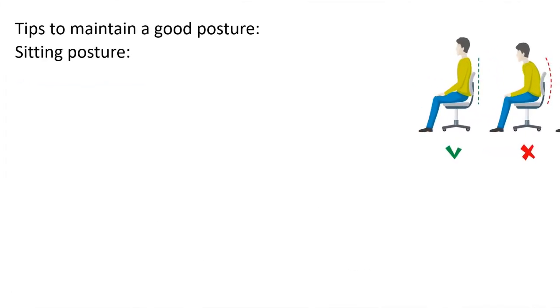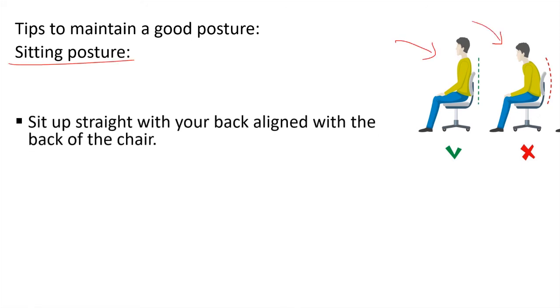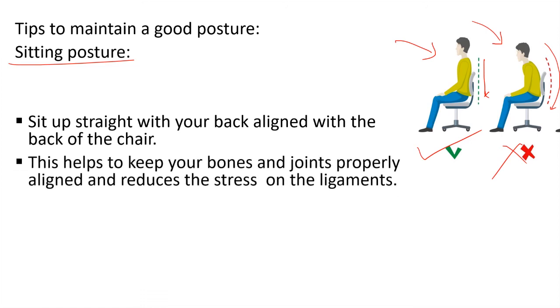Tips to maintain a good posture. We'll talk about sitting posture first. Sit up straight with your back aligned with the back of the chair. See this picture? The first picture is correct. The second picture is showing the curve. The back is not aligned with the backrest of the chair. So we should sit like the first boy is sitting.